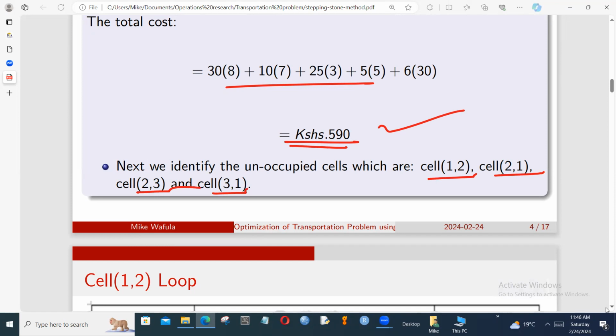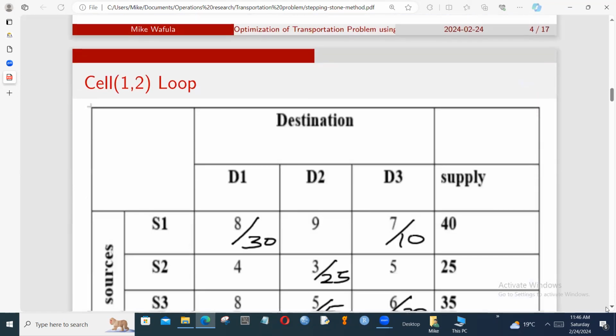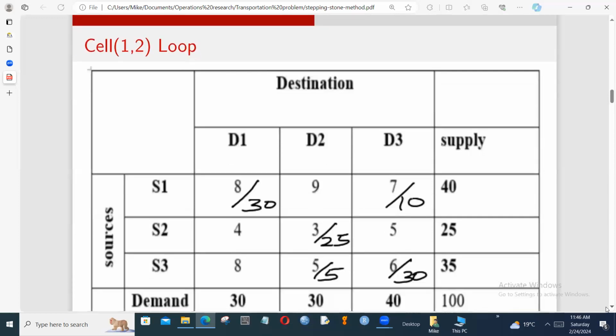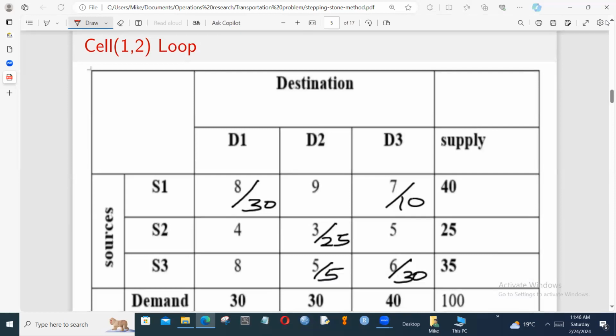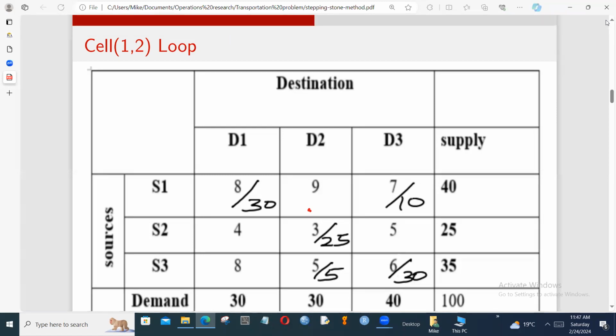So we have already begun looking at the stepping stone method. For the cell 1, 2, you may want to investigate it first of all independently. So we want to investigate this cell 1, 2, and what we want to do is calculate the improvement index associated with cell 1, 2. And for us to have that improvement index for cell 1, 2, we draw a closed loop starting from this cell.